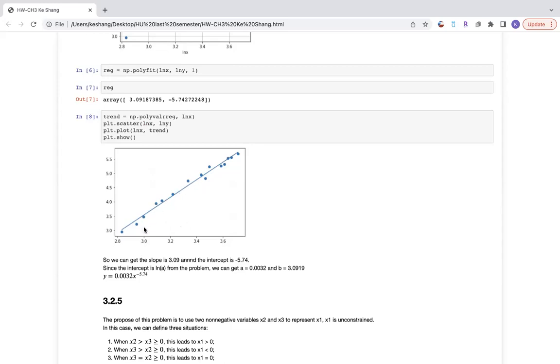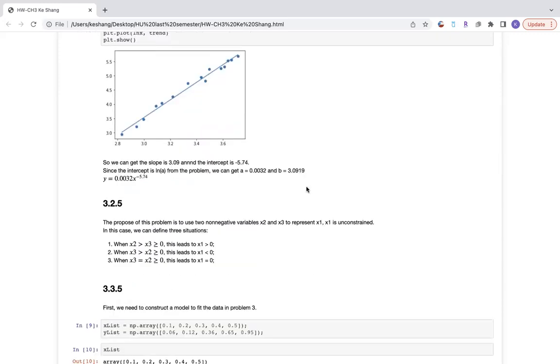Since the intercept is the log a from the problem, we can get a is equal to 0.0032 and b is equal to 3.0919. So, I think this is a typo here. So y should equal 0.0032 times x to the power of 3.0919. It shouldn't be this number. I must have typed it wrong here, but the correct number should be this one.